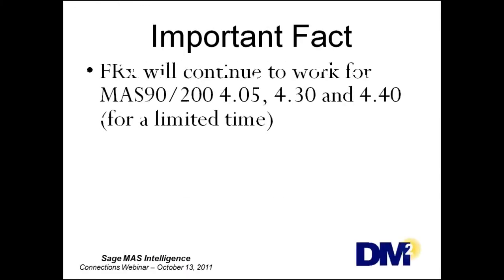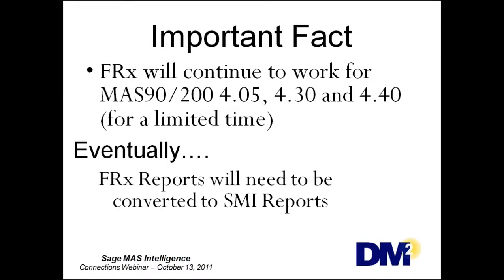So an important fact to keep in mind, FRX will continue to work for Mass 90 and 200, 405, 430, and 44 for a limited time. Sage's end of life is they are not shipping it with any new 44s. They will not be shipping it with 45, and their end of life for support is December of 2012. Eventually, we will need to migrate. For those of you using FRX, we will need to convert them to SMI reports. And the beauty of that is that you don't have to stress about it now. We can take this in very controlled steps.